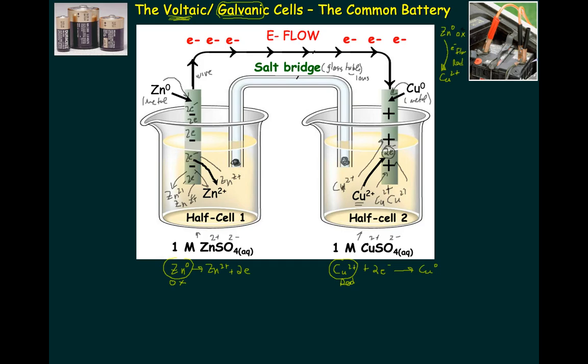Now again, let's just say you put a little light bulb in here. If you put a light bulb in the wire, this light bulb is going to light. If you put a cell phone in the wire, the cell phone will work, right? If you put anything in the path of this electron flow, you will power that device, and that's how batteries actually work. They power the device.